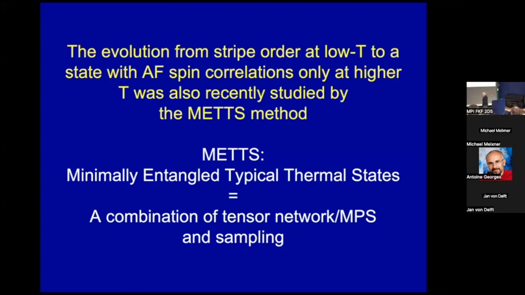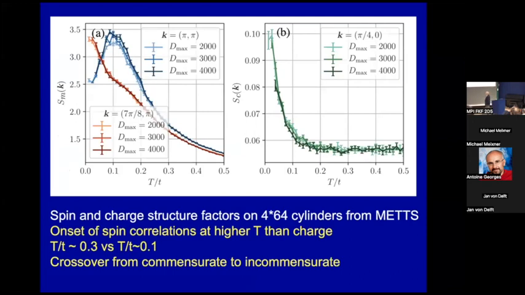Incidentally, and this is again an illustration of the handshake, I wanted to emphasize finite temperature extensions of matrix product states and tensor network methods have now been able to also address this question of how the stripes evolve as you increase temperature. One way to do that is this so-called minimally entangled typical thermal state method, which is really a combination between sampling, so it has a Monte Carlo side if you want, but using the MPS encoding of wave functions. I don't have time to describe this method in detail, but let me show you some of the results.